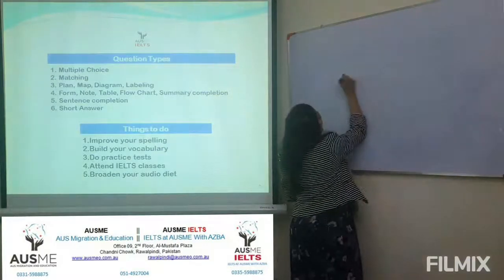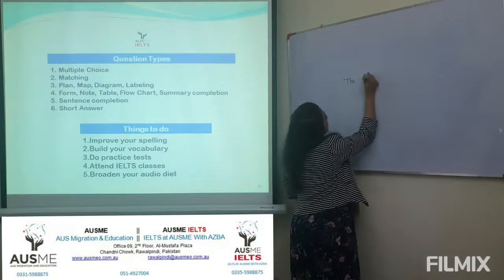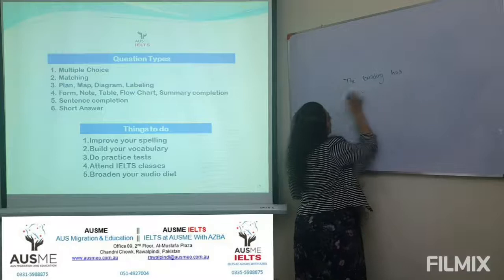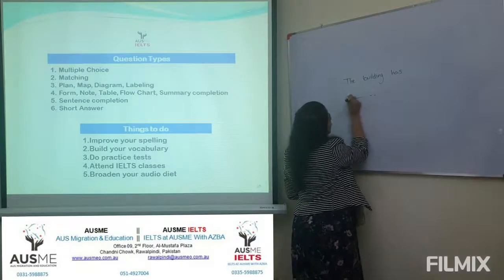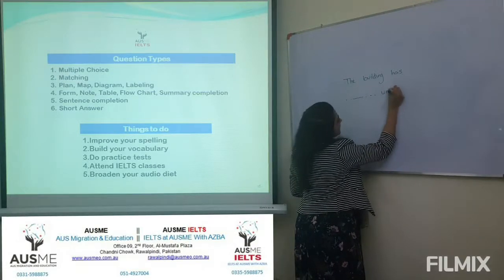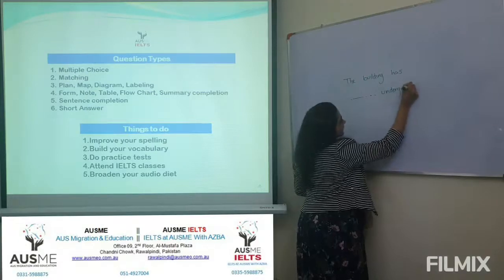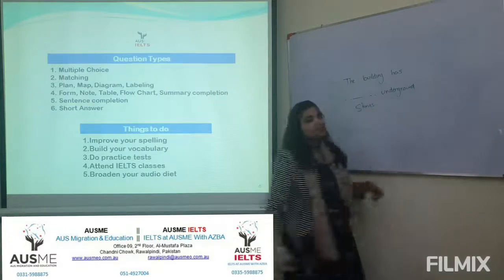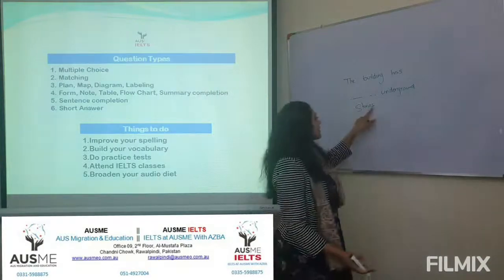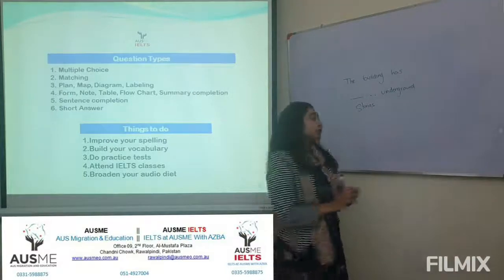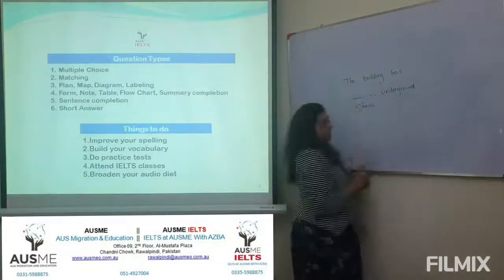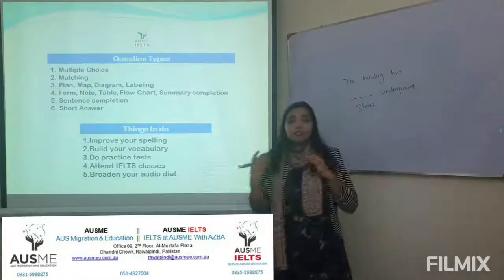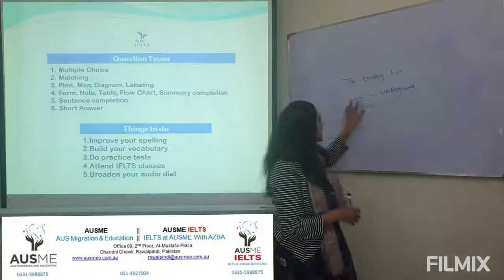And it could be like, the building has blank. So that's your blank. Underground stories. So you just have to hear how many underground stories does that building have, and then whatever it will be, that will be in your blank. Always remember there will be instructions for you for the fill in the blanks on how much words you're supposed to write in that blank.